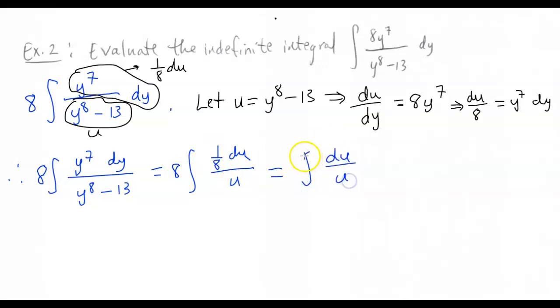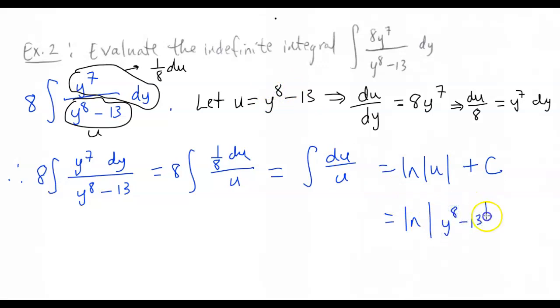So we essentially just have the integral of du over u, which is the same as the integral of 1 over u du. And we know that the antiderivative of 1 over u is just going to be natural log of absolute value of u plus our integration constant, since we're dealing with an indefinite integral versus a definite integral. And here we go ahead and substitute back what u is. And u is going to be y raised to the 8 minus 13 plus c.